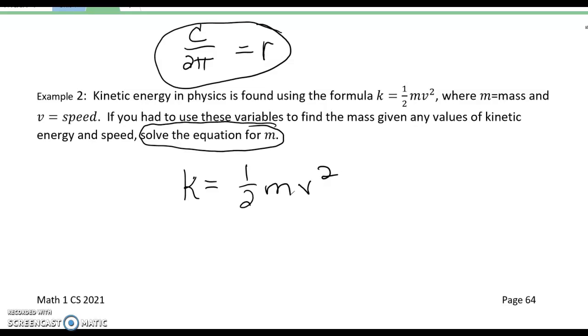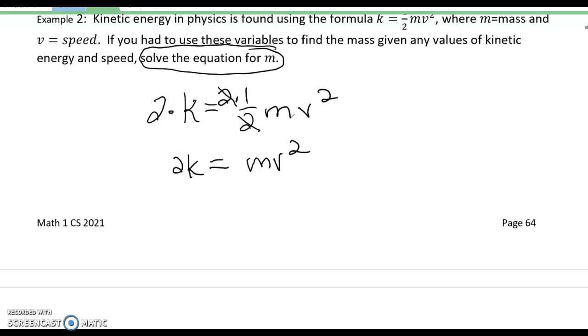Since we're solving for m, that means we need to get m by itself. Can we think about the 3 steps that we've been talking about this entire unit? Because we see a fraction, we know we've got to clear out the fractions first. So we need to multiply by 2 to start. I'm going to multiply both sides of the equation by 2. On the left side, I have 2 times k. And on the right side, the 2's cancel and reduce down to a 1, leaving me with mv squared.